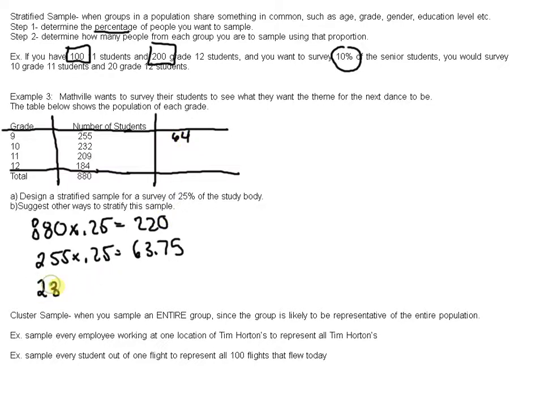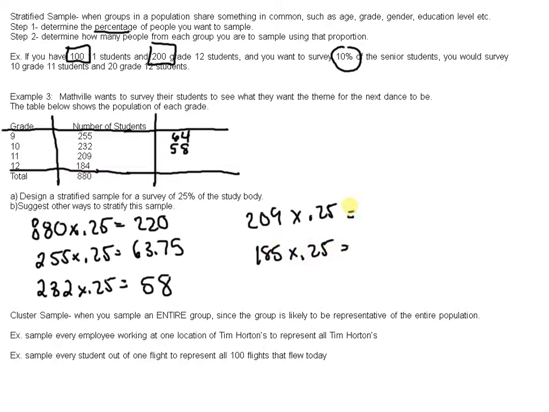Okay, there's 232 grade 10 students. Okay, we want to sample 25% of those people. I get 58. Okay, there's 209 grade 11 students, and then there's 184 grade 12 students. So 209, I get 52 and a quarter, so we'll just round down to 52. And then I get 46 and a quarter, so we'll round down to 46.